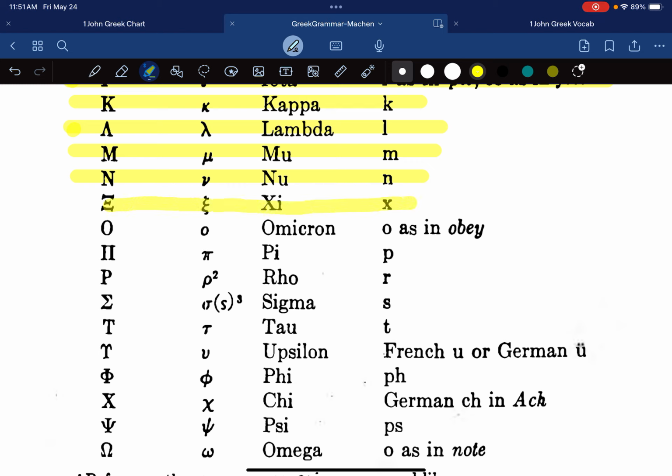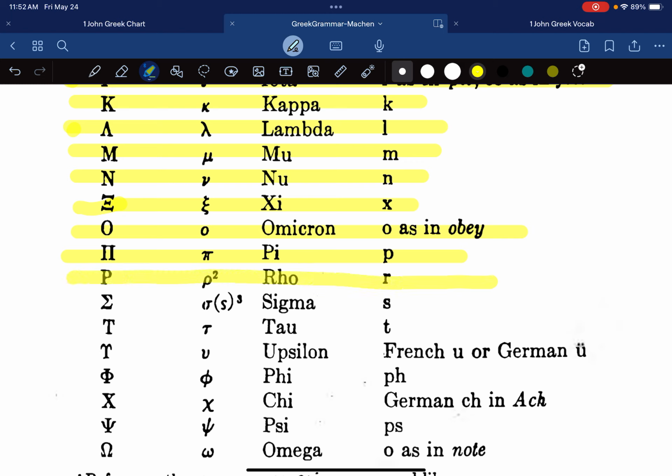Then we have the letter xi, and that is an X sound. Often you just pronounce it like the letter X in English. And then we have the omicron, and it can be pronounced as O, as in obey, or ah, as in optometrist. Then we have the letter pi, and you'll notice this symbol from the math symbol pi, but in Greek we call it a P, and it is the P sound, as in people.